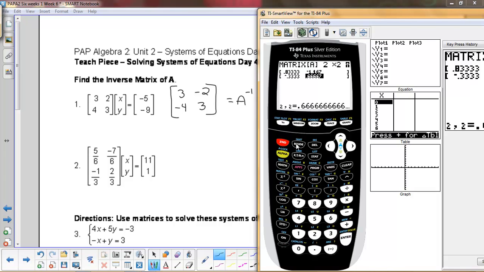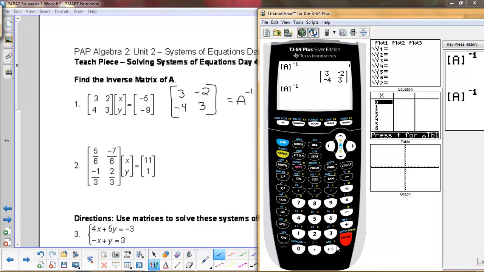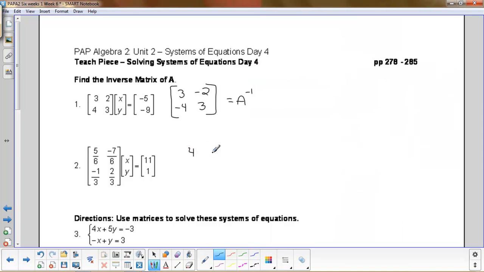Quit out of your matrix screen, back to home screen. Nice trick with the calculator is second entry. That gives you the previous value. It's a shortcut. 4, 7, 2, and 5 should be your matrix.